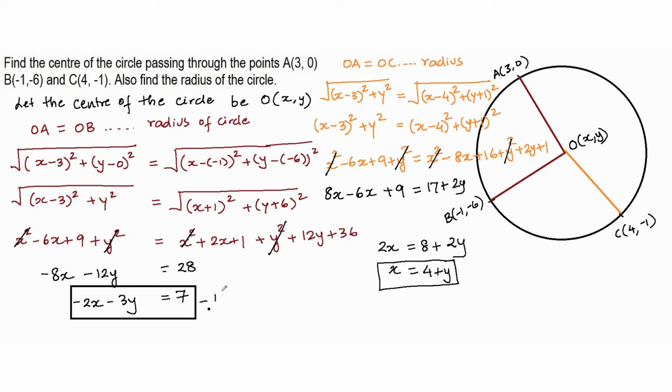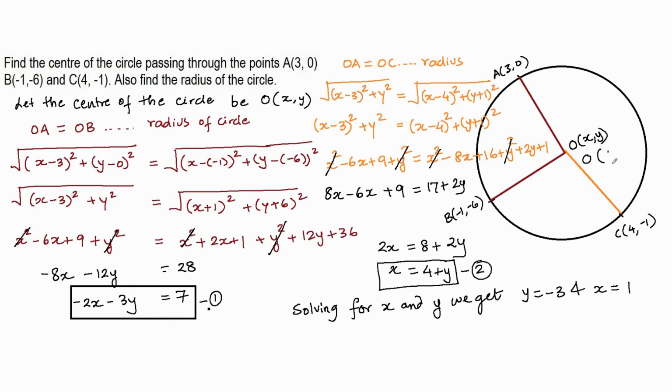So now I have two equations in x and y, and I can solve for the value of x and y from these two equations. So solving for x and y, we get y equals minus 3 and x is equal to 1, which means that the center of this circle is going to be (1, minus 3), right? This is the center of the circle. Now, of course, if you want to find the radius, you can find the radius of the circle.